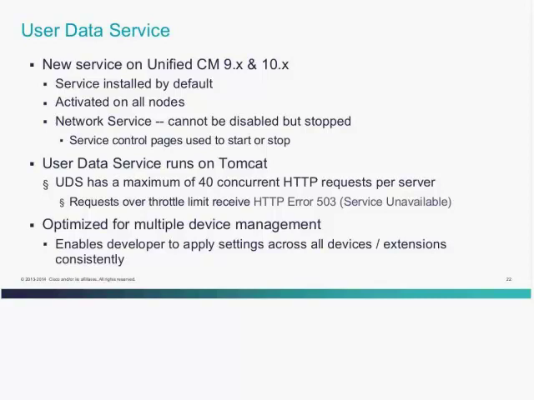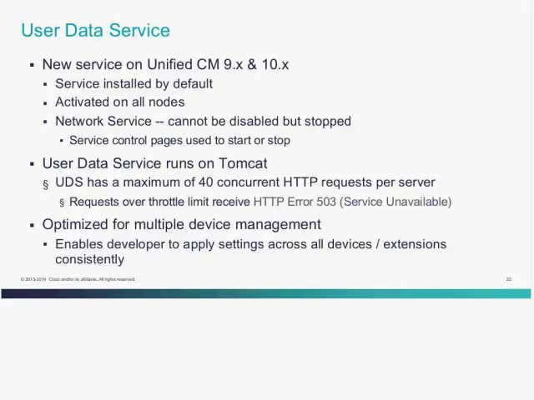User Data Service is a web application hosted by the Tomcat server, and it allows a maximum of 40 concurrent HTTP requests from the client side. If at a certain point you have more than 40 connections coming in, UDS throttles the requests and sends an HTTP 503 response back with a certain timeout period. After the timeout period, the user can send a request again, and if it's below 40 concurrent requests, it will be processed.